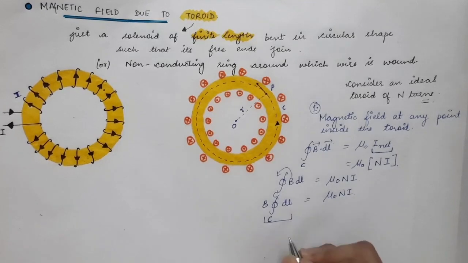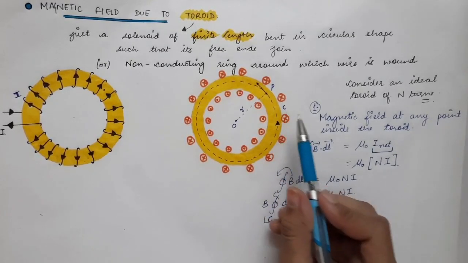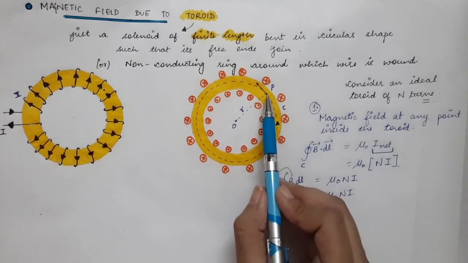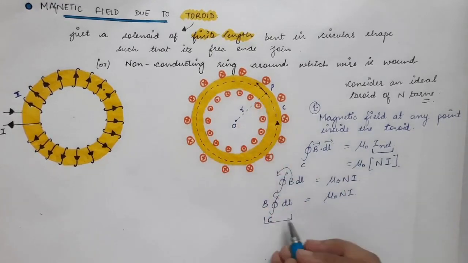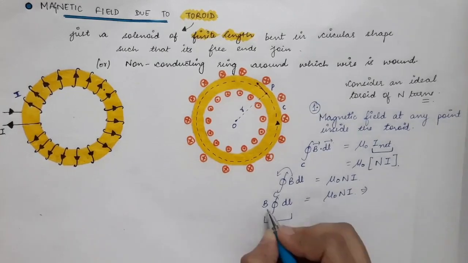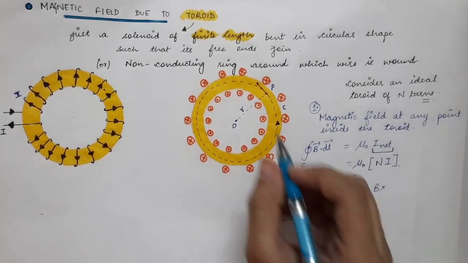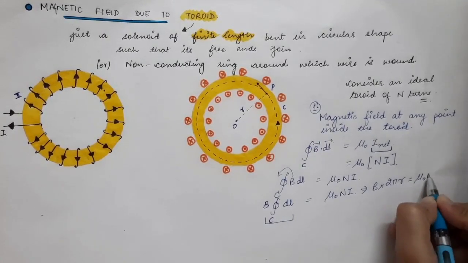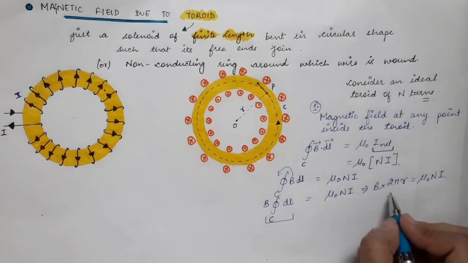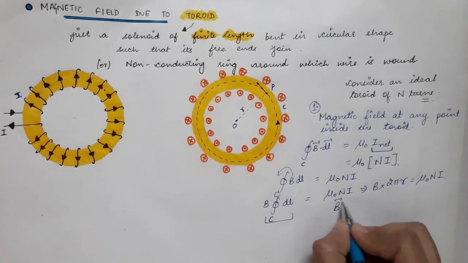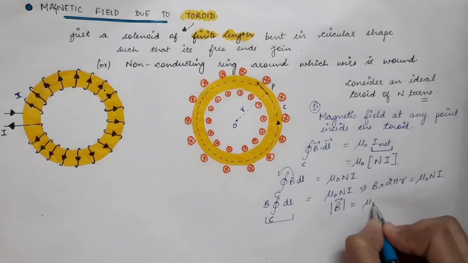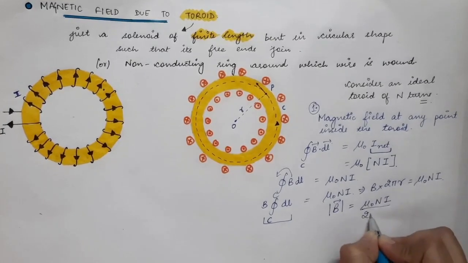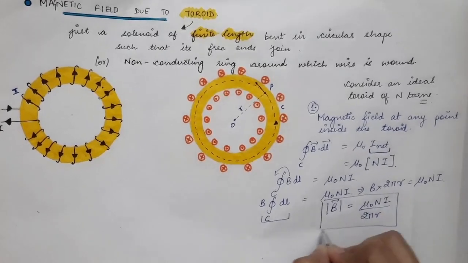Now what is this integral equal to? We have the integration of dl over this closed path C. That will be just equal to the circumference of this circle. So B as it is times the circumference of this circle, that is equal to 2 pi r, and that is equal to mu naught times n times I. Now from here you can find out the magnitude of magnetic field will be equal to mu naught n times I divided by 2 pi r.